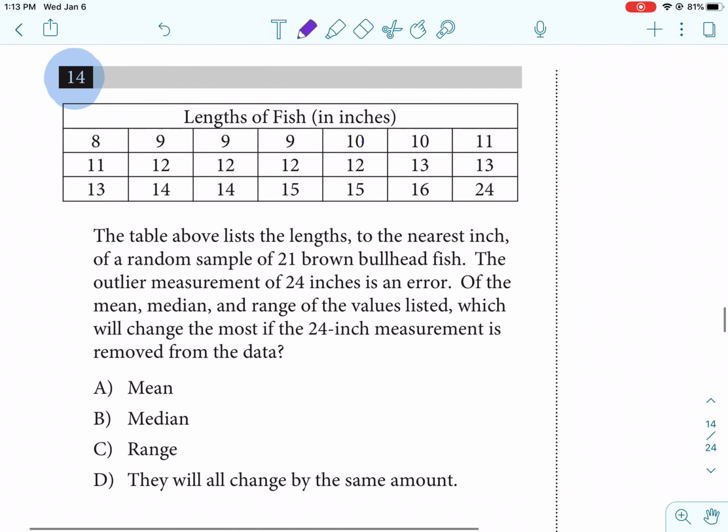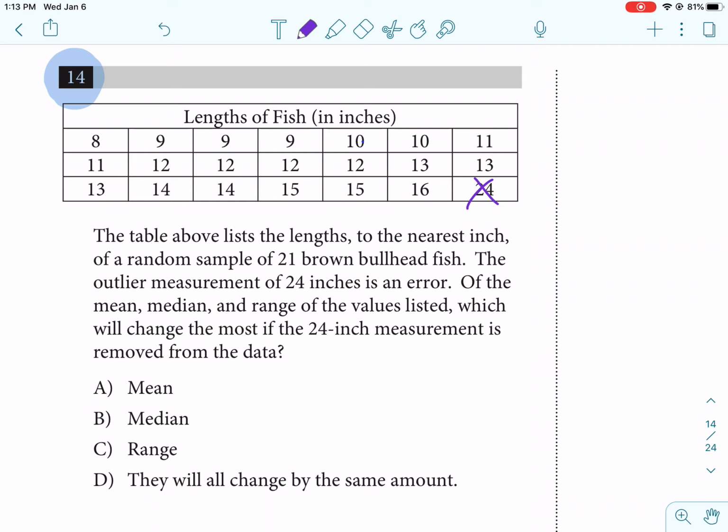Moving on to number 14. It's giving us a bunch of data on the length of fish. This is a statistics problem. It's about mean, median, and range. And it's saying that this measurement at the end, that 24, was in error. You can see there it's pretty different than the rest of the data. We call that an outlier. So what we're going to do is say, if I get rid of that 24, how is that going to affect my data? What is it going to affect the most? The mean, the median, or the range?